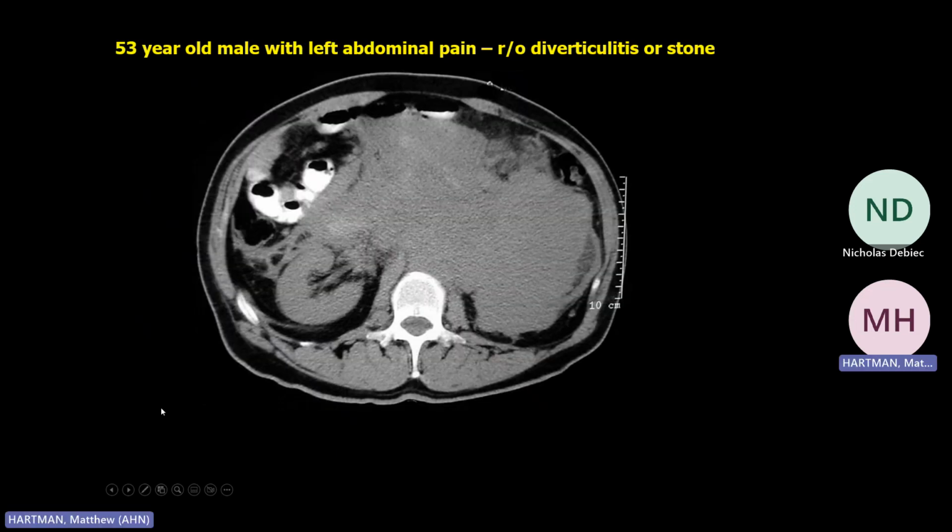Okay, let's start with the unknown. 53-year-old male with left abdominal pain. Rule out diverticulitis or stone. Well, I don't see a kidney stone. In fact, I don't even see the left kidney here.